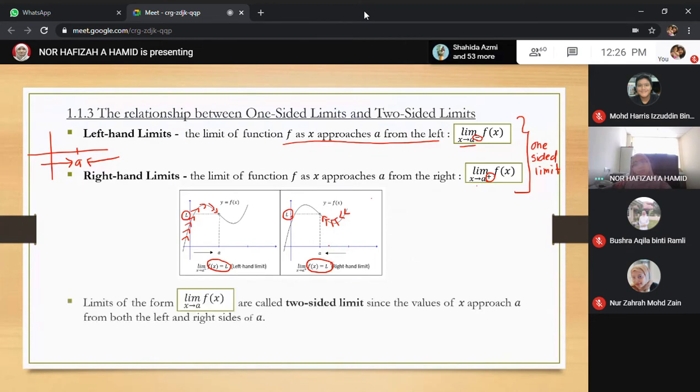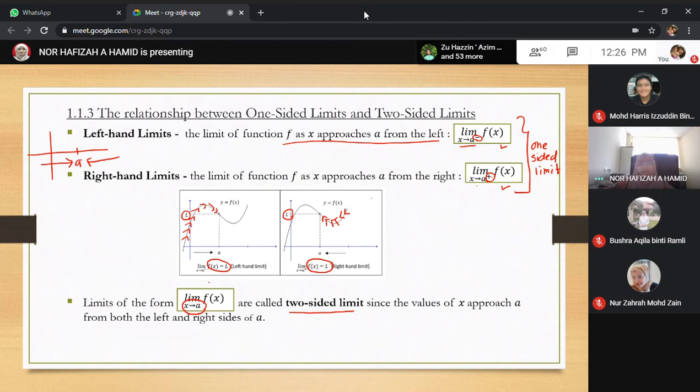Okay, so from the left-hand and right-hand limits, we can conclude for the two-sided limit. For the two-sided limit, the notation is limit x approaches a of f(x). If you look at the two-sided limit, it no longer has the plus and minus symbol. It is only x approaches a. So it is different compared to the left-hand and right-hand limit. For left and right, there is a symbol on a, either negative or positive. For two-sided there is no symbol. If there is no symbol, we consider it a two-sided limit.